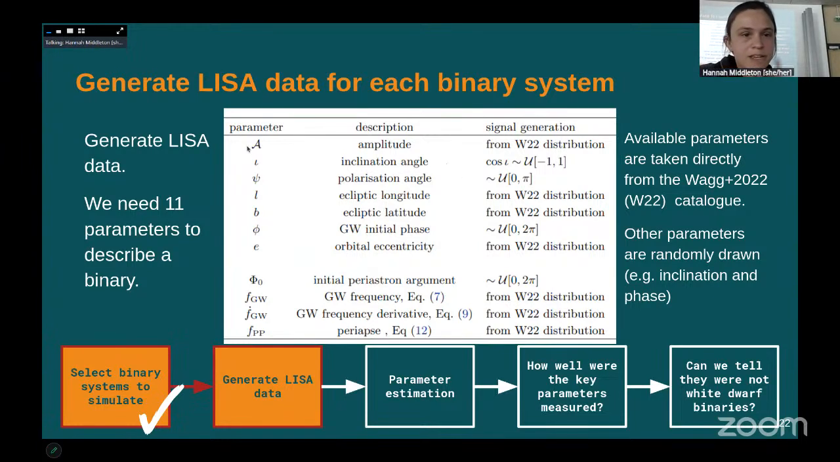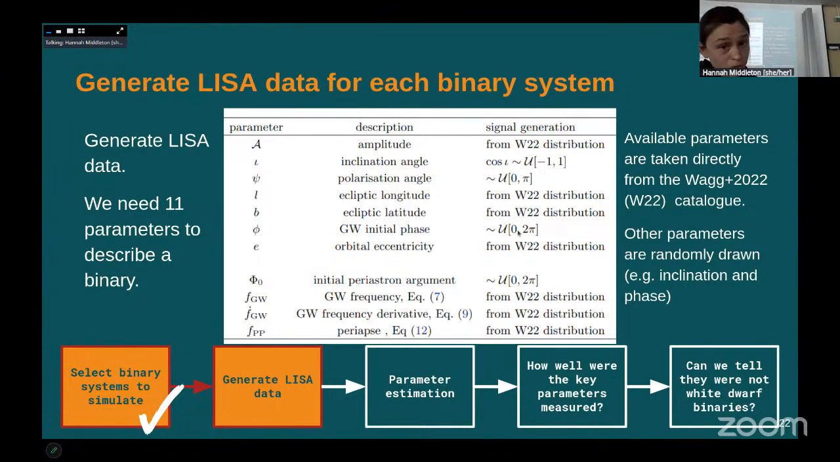So here we've got the amplitude of the gravitational wave signal. This comes from the catalogue. The inclination angle of the binary system is drawn. The polarization angle of the gravitational wave is also drawn. The sky position, ecliptic longitude and latitude, we take from the catalogue.